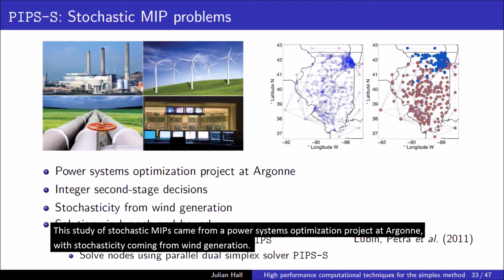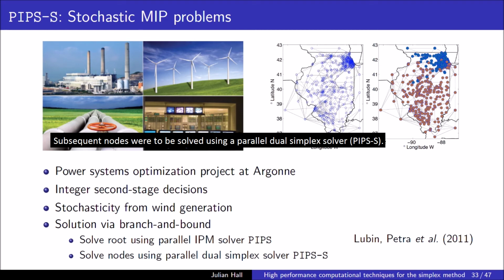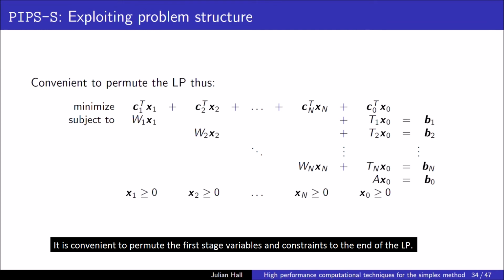This study of stochastic MIPs came from a power systems optimization project at Argonne, with stochasticity coming from wind generation. The MIP was to be solved via branch and bound, with the root node solved using a parallel interior point solver, PIPS. Subsequent nodes were to be solved using a parallel dual simplex solver, PIPS-S. It is convenient to permute the first stage variables and constraints to the end of the LP.